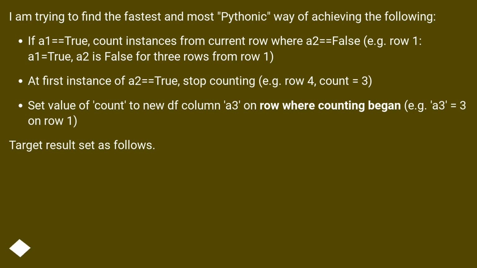For example, row 4, count equals 3. Set value of count to new df column A3 on row where counting began. For example, A3 equals 3 on row 1. Target result set as follows.